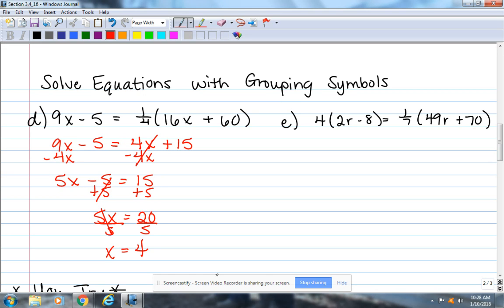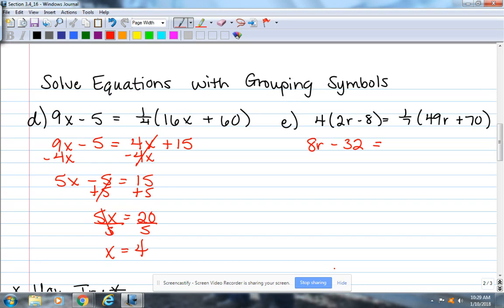So look at E. Write that down if you haven't already copied problem E. What's going on with problem E? We got to distribute on both sides, don't we? Okay, so the left side shouldn't give us any problem. What is 4 times 2r? 8r, which sounds funny when you say it. And what is 4 times negative 8?